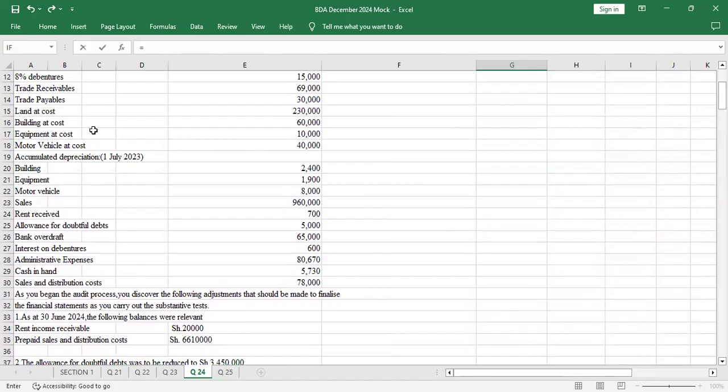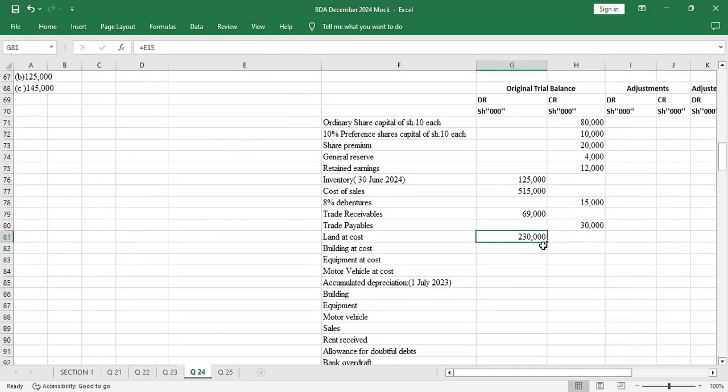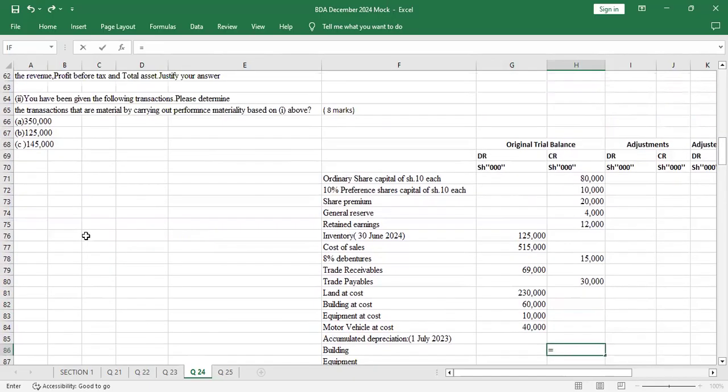Yeah, so I'll check land at cost, building at cost, equipment at cost, and motor vehicle at cost. All those are assets, yeah? So I'll just drag on the debit side, up to motor vehicle, because all of these are supposed to be on the debit side. Then accumulated depreciation, we credit.